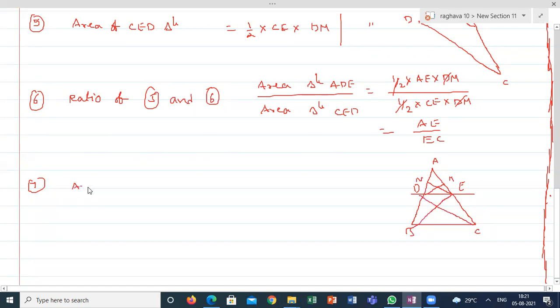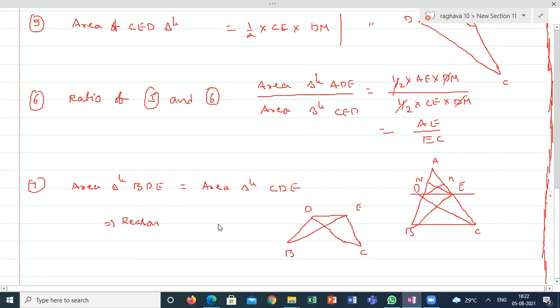How can I say the area of triangle BDE is equal to the area of triangle CDE? Guys, what is the reason here? What is the reason? How can we say? This is DE, and in this, B and C, these two triangles' areas are the same. Can anyone give the reason? On what basis are these two triangles equal?